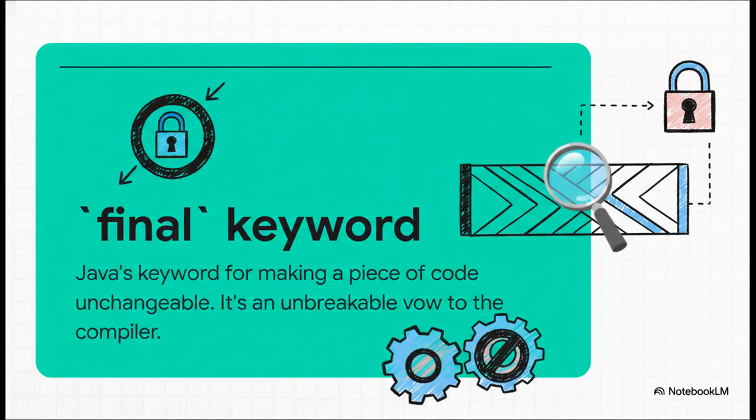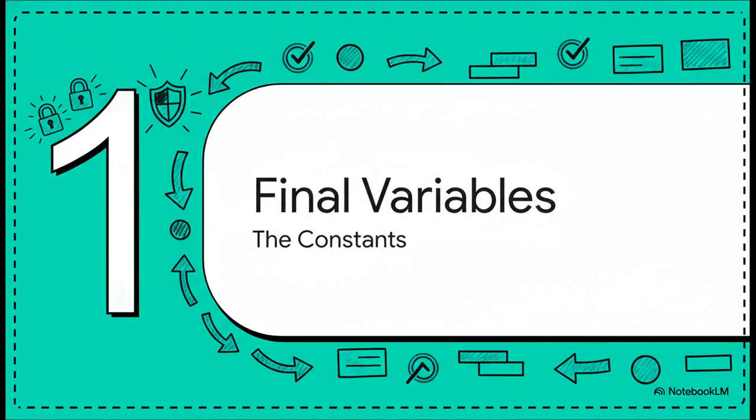So, what if you could make a promise directly to the Java compiler? Like an unbreakable vow that says this piece of code right here will not change, ever? Well, that's exactly what the final keyword is for. It's your way of saying this part's done. Lock it down. Okay, so let's start with the most common way you'll see final used every single day, applying it to variables to create what we call constants.